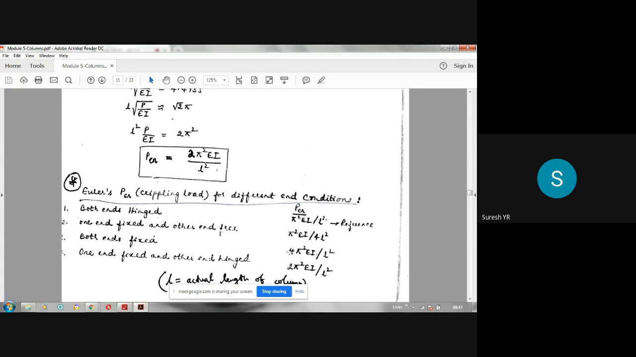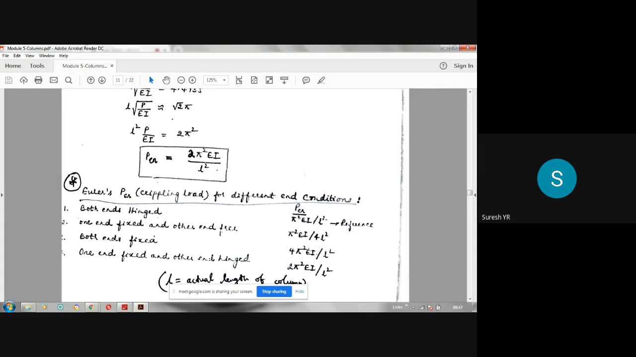Both ends fixed: 4 pi square EI by L square. One end fixed and the other end hinged: 2 pi square EI by L square. Where L is the actual length of the column. You can observe these four formulae. This is important: depending on the end conditions given in the problem, the suitable formula has to be used to find the crippling load. In all the cases, pi square EI by L square is a common term. In the first case, pi square EI by L square into 1.